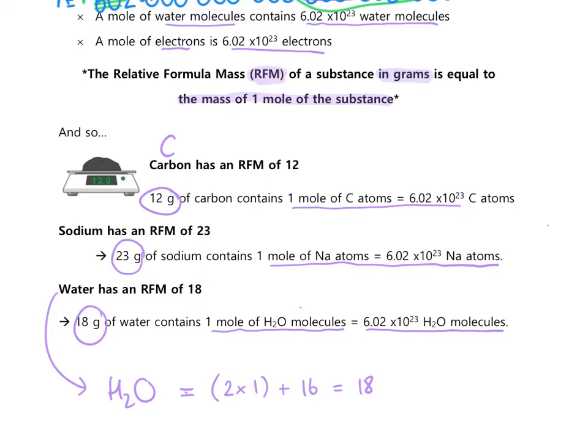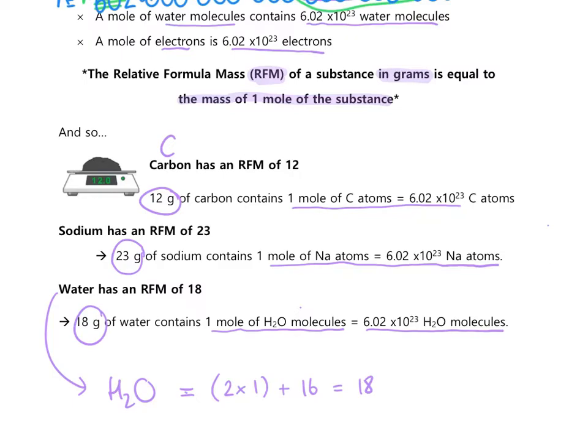So essentially what you need to know is that key definition at the top of the page. A mole of a substance is 6.02 times 10 to the 23 particles of a substance. But it also links to the RFM, or the relative atomic mass, in that if we have the relative formula mass of a substance in grams, it's equal to the mass of a mole of a substance.